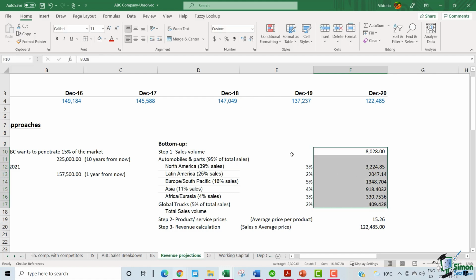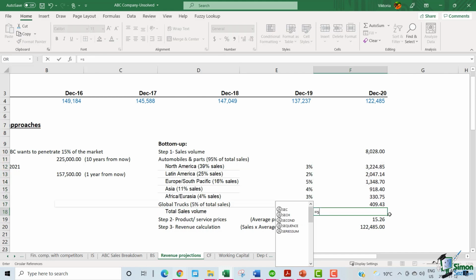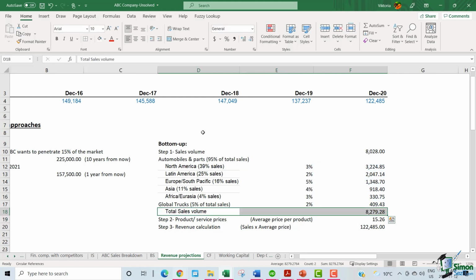Now we have the forecasted sales volume for 2021. Let's add it all up. So the total sales volume is forecasted to be 8,279.28 units. In the second step, we need to calculate the average price per product.